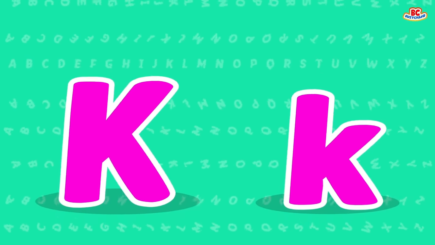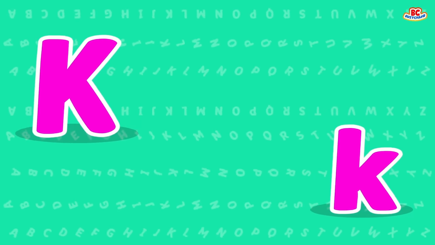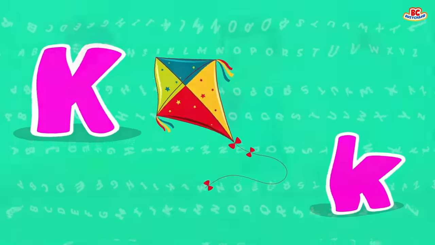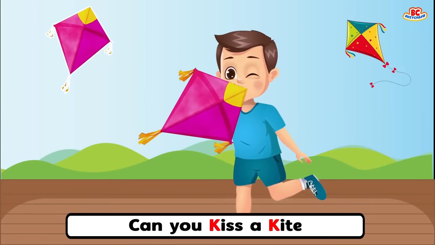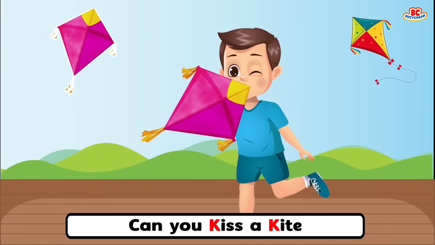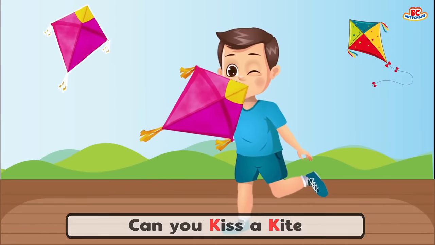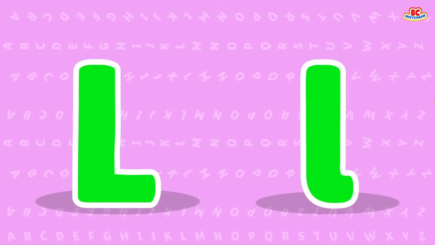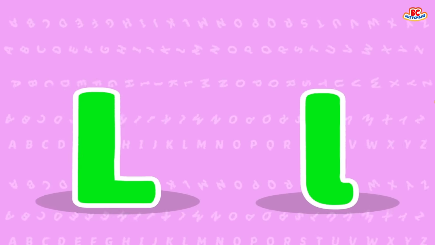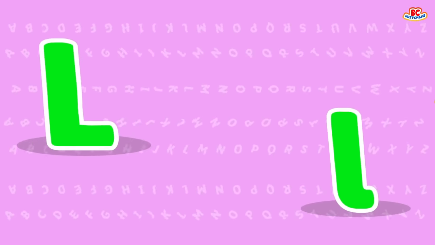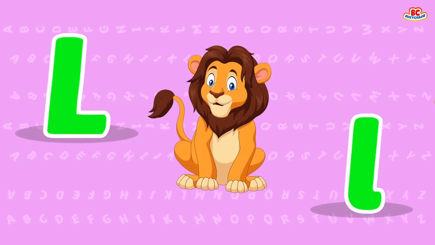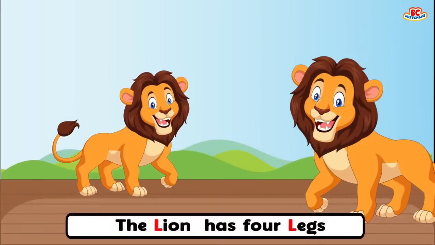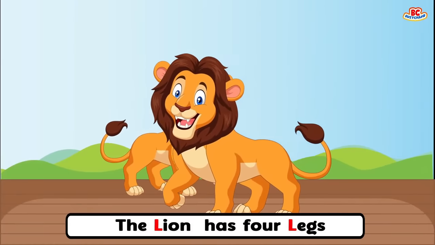K says kite. Can you kiss a kite? L says lion. The lion has four legs.